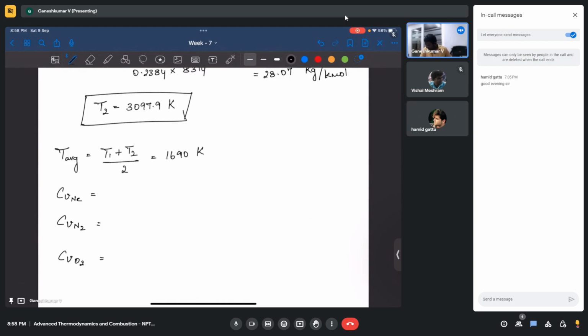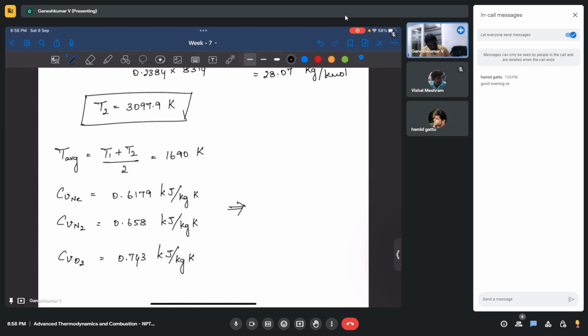So maybe in the interest of time, I will give you the values I have with me. Not sure whether it is taken at 1690 Kelvin. You can check it out, but it is better to take at average temperature. So 8 joules per kg Kelvin and 0.743 kilojoules per kg Kelvin.